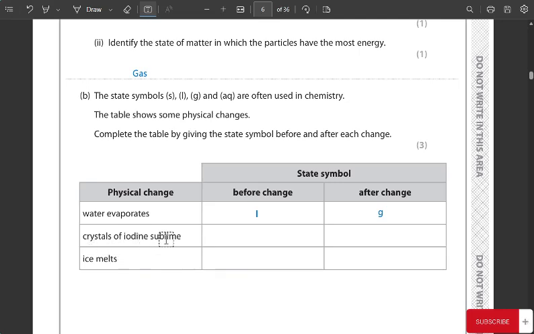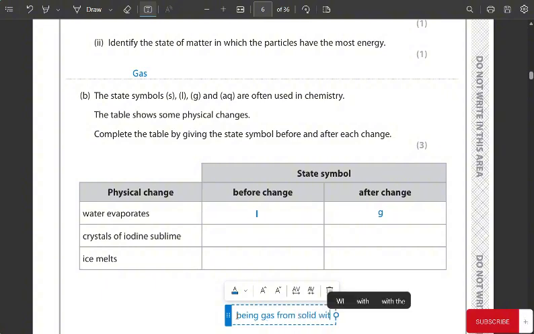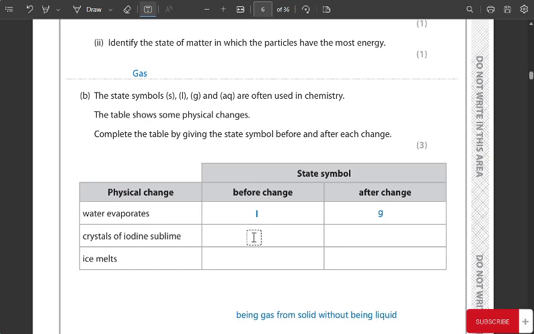And crystals of iodine sublime. Sublimation means being gas from solid, without being liquid. That's why before the change it was solid, and after the change it is gas.